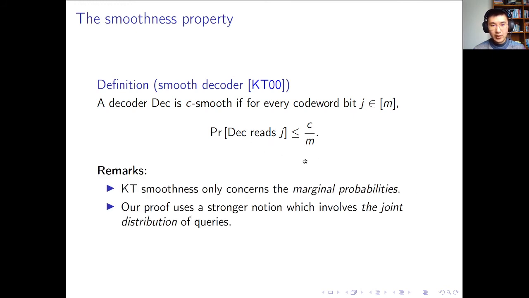I want to mention here that the KT smoothness only concerns the marginal probabilities. So if you look at this probability, it's saying that if you look at the random query by DAC, then what's the probability that that query is going to contain j? So that's exactly a marginal probability. But our proof will use a stronger notion which involves the joint distribution of queries. We'll see that later.